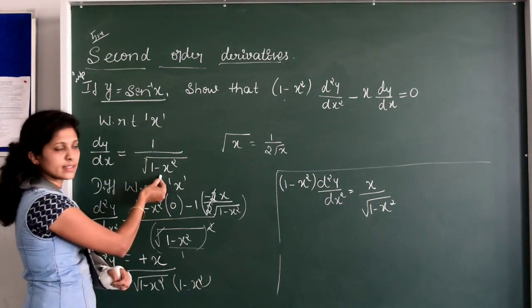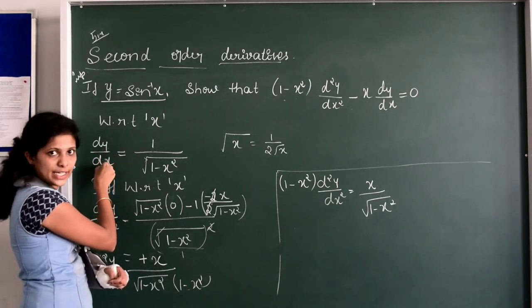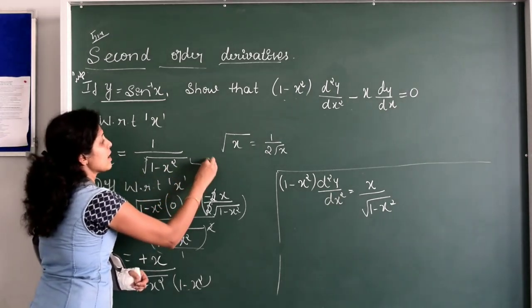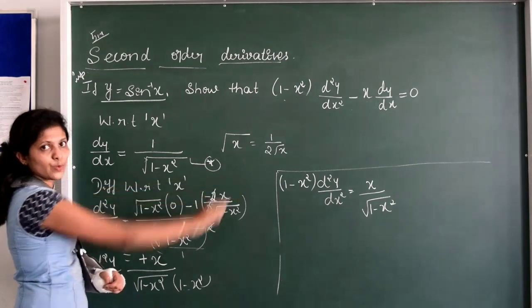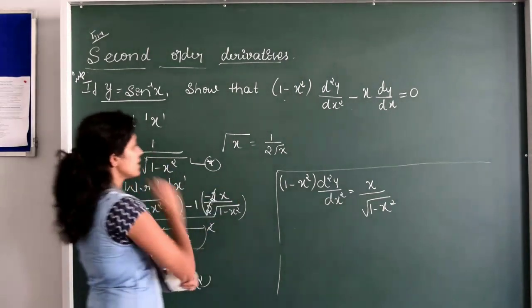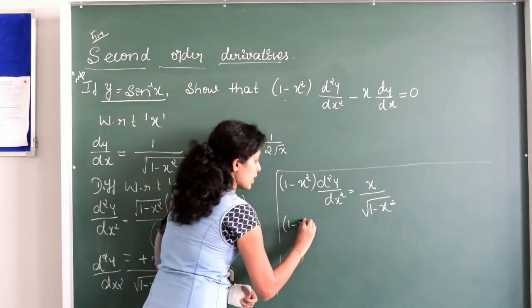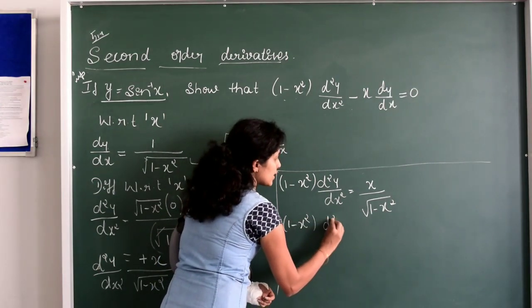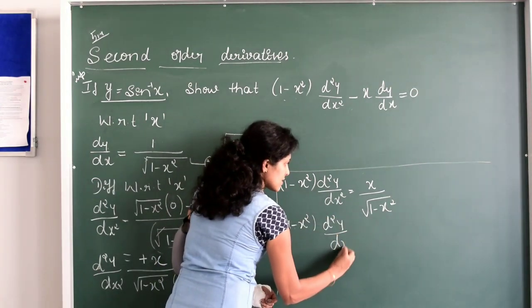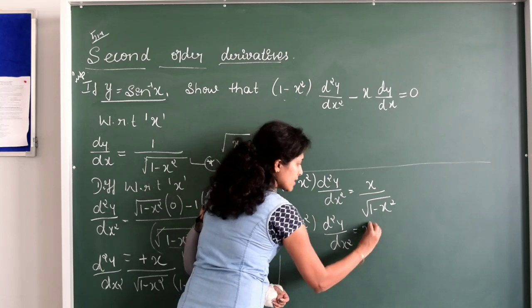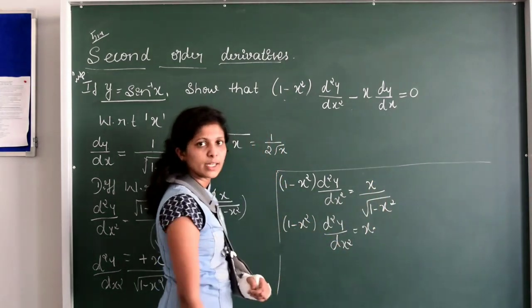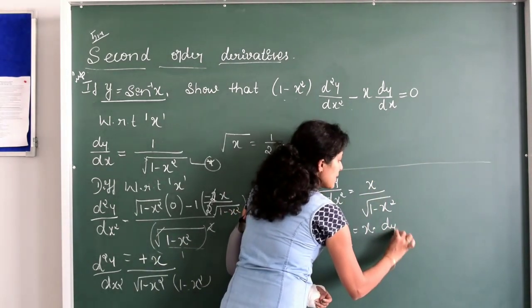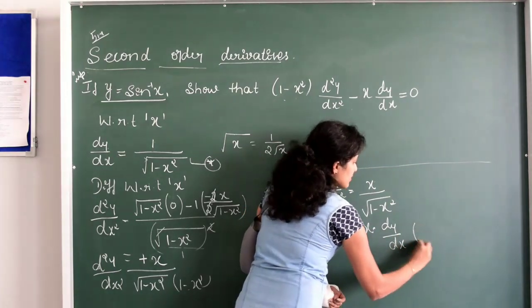1 by root of 1 minus x square will be dy by dx, right? This is just a start. By start we can substitute 1 by root of 1 minus x square as dy by dx. So I can write this as 1 minus x square into d square y by dx square, which is equal to x into 1 by root of 1 minus x square, that is dy by dx. Is it clear?